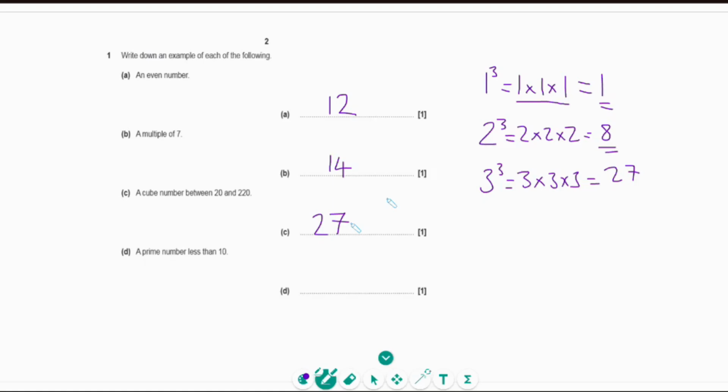A prime number less than 10. A prime number is a number that has exactly 2 factors. So it has 2 numbers that divide into it. Just 2 numbers, exactly 2 numbers. Let's have a look at the number 3. What numbers divide into 3? 1 and 3. It has 2 factors, therefore it is prime.